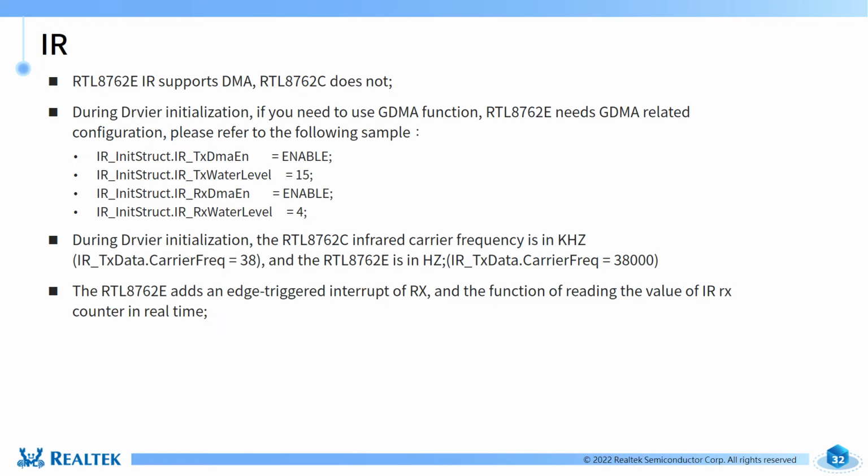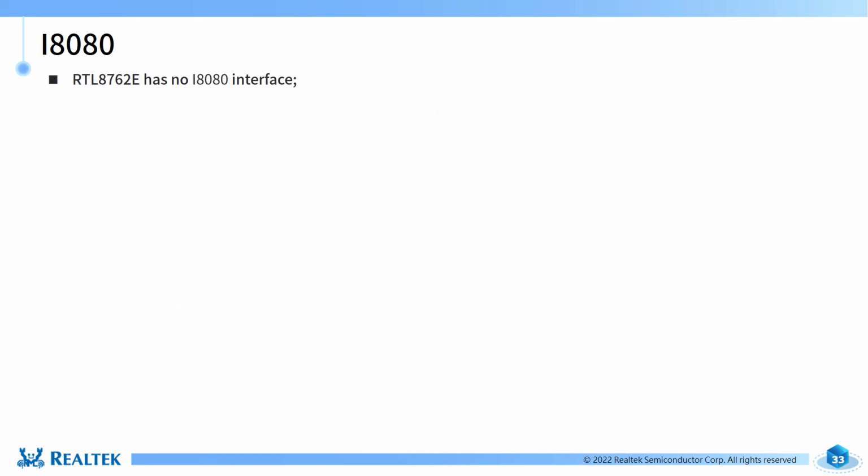Finally, pay attention to the unit setting of the frequency. In the driver initialization, the RTL8760C infrared carrier frequency is in kHz, and the RTL8760E is in Hz. As you can see, the carrier frequency parameter of the RTL8760C needs to be configured as 38, and the 8760E needs to be configured as 38,000. The RTL8760E adds RX edge trigger interrupts, and reads the IR RX counter value in real time. For I8080, the 8760E series does not support this function.